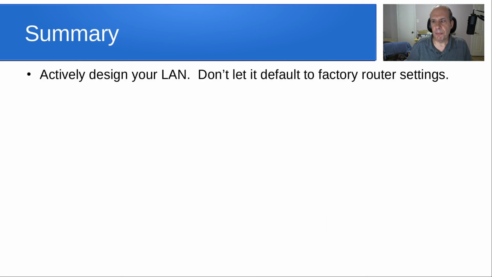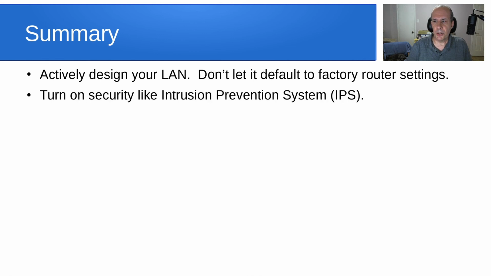So, in summary, actively design your LAN. Don't let it default to factory router standards. Just because it comes that way out of the box, go make changes. The obvious thing that people say is, always change the default password on the router. Well, it's way beyond that, guys. Turn on security like intrusion prevention system. It's a really powerful capability. If your router lacks IPS, replace it. Buy another one that does.